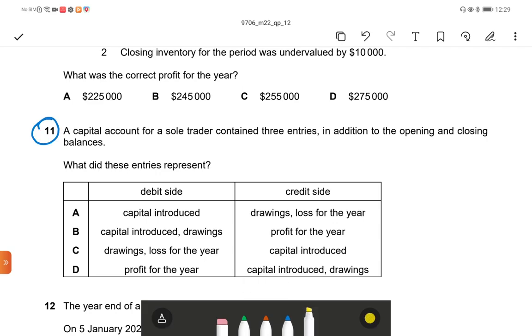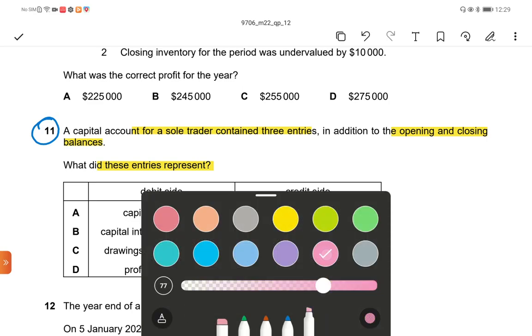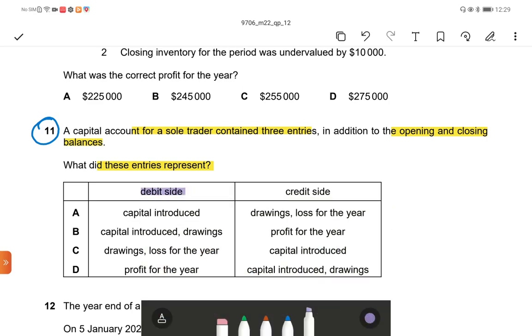A capital account for a sole trader contained 3 entries in addition to the opening and closing balances. What did these entries represent? They are given on the capital account debit side and credit side. Here the answers are given. Capital introduced is always on the credit side, not the debit side. Drawing is on the debit side. So the first option is wrong.